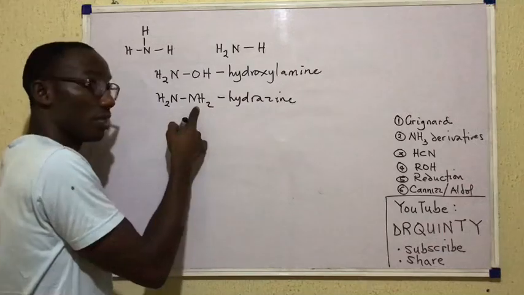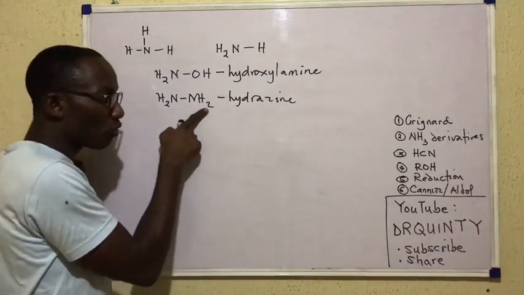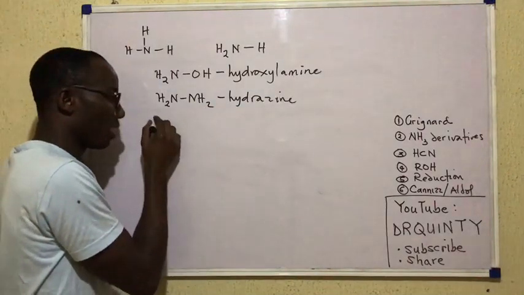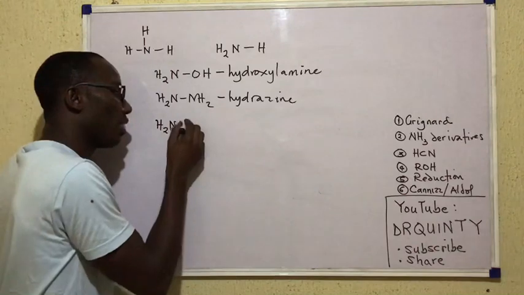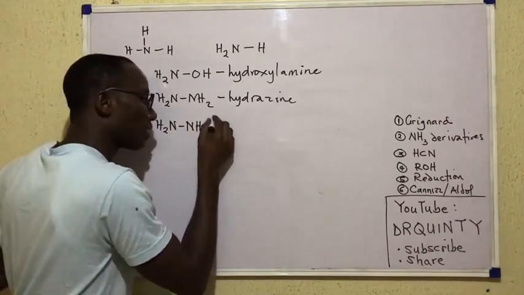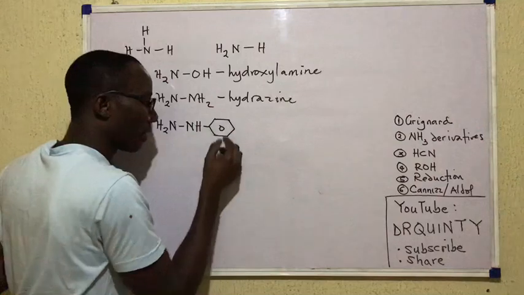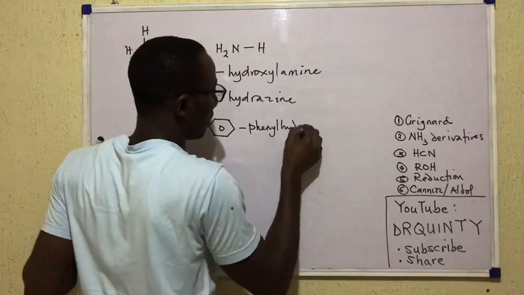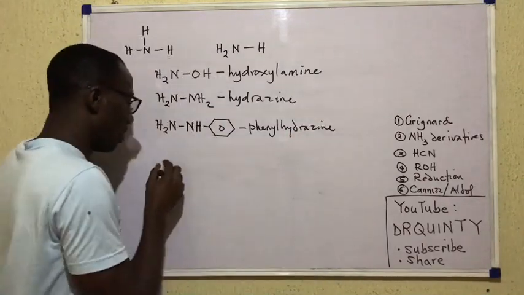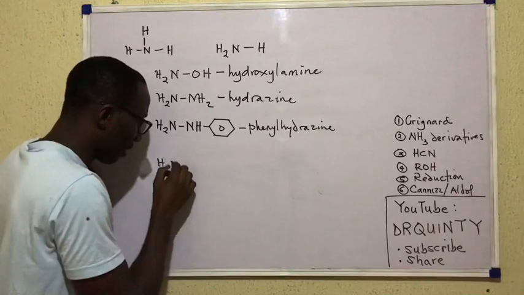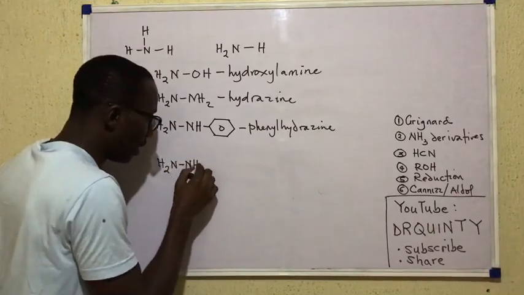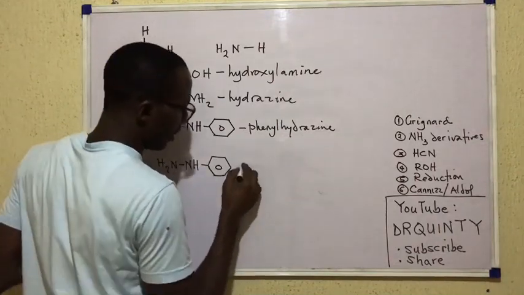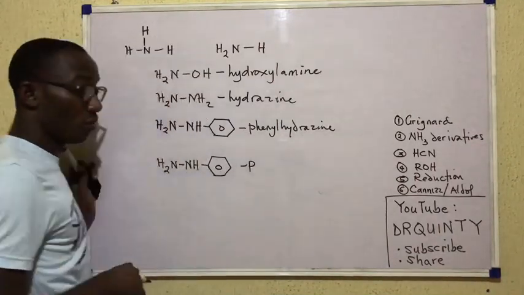So this is hydrazine. Then in this hydrazine, I could remove one of these hydrogens on this side and replace it with a phenyl ring. In that case, I'd have H2N, NH, then that is attached to a phenyl ring like that. That substance is called phenylhydrazine. Then we could also have another derivative like this, H2N, NH, and then we have this. This is still phenylhydrazine.